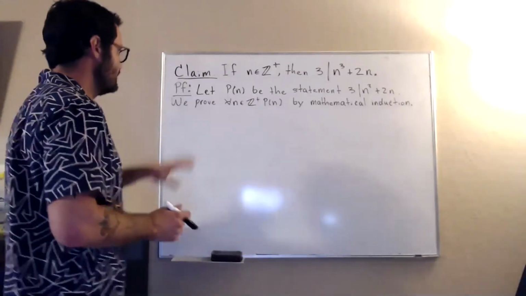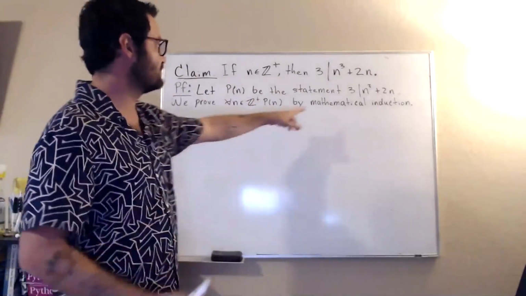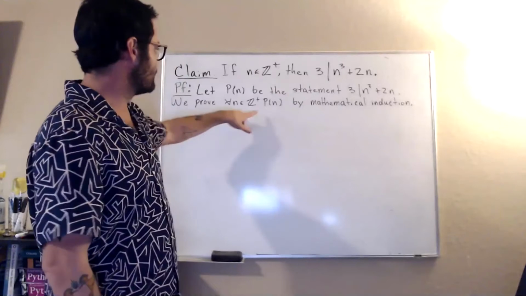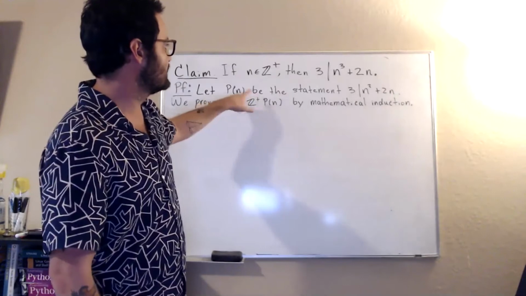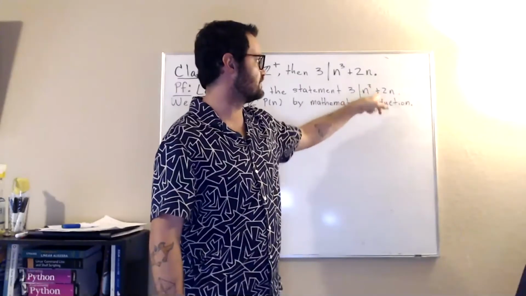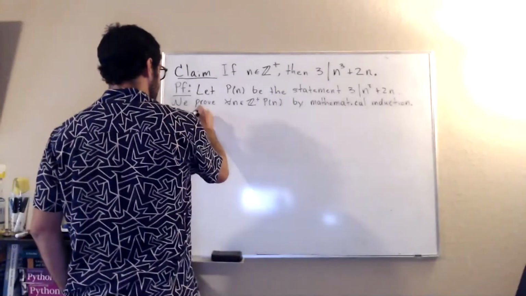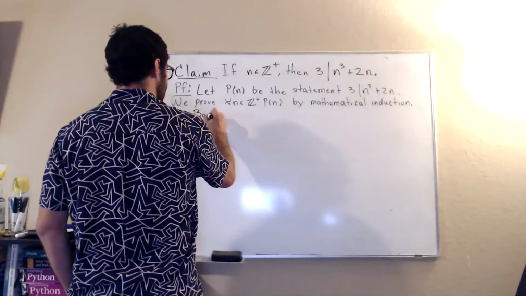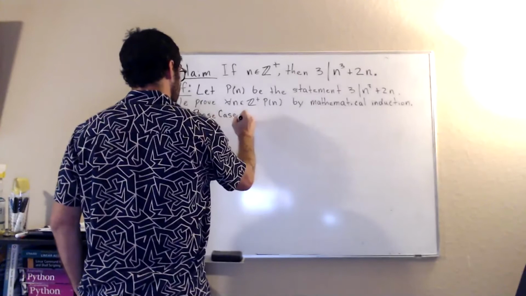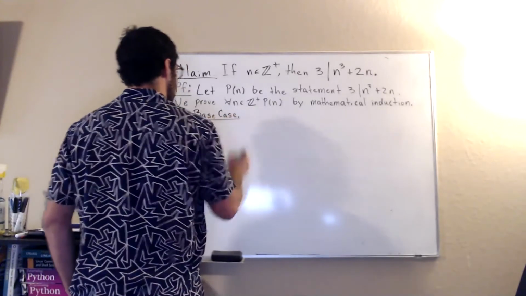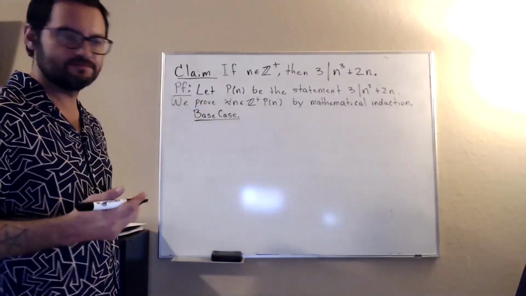Okay, so I've told the reader, I've told you, we're doing mathematical induction. What are we doing it on? Well, we're trying to prove for all positive integers n, P of n, where P of n is the statement 3 divides n cubed plus 2n. So when doing induction, the first thing that you show is your base case, which is to show that P of 1 or P of 0 is true.